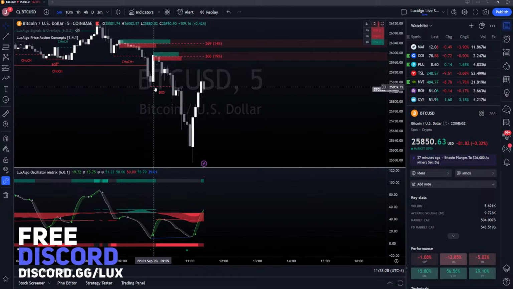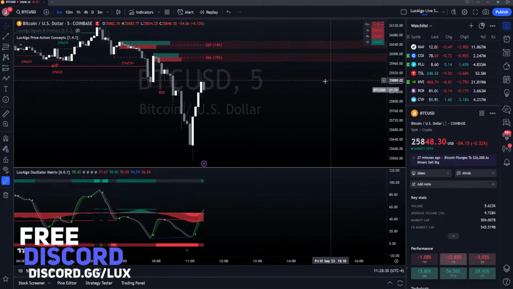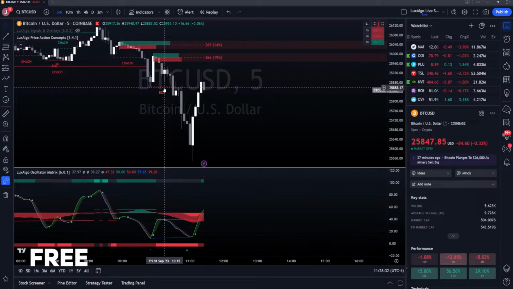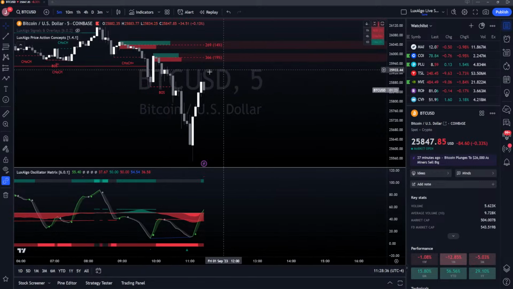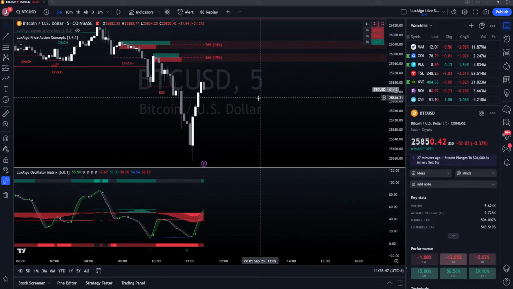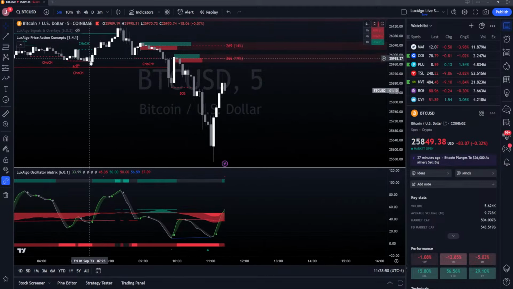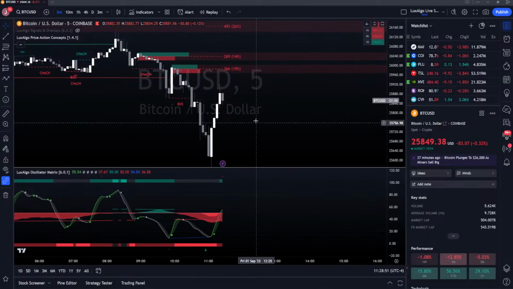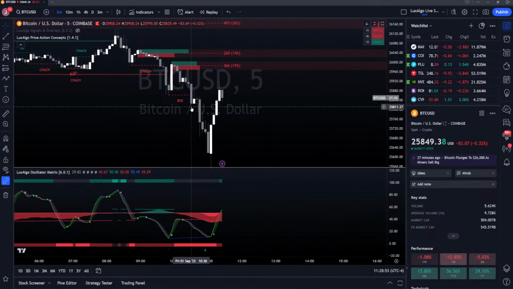I like to see, before a proper change of character, a break of structure on the opposite side. So we have a break of structure. Oh, this is the 5-minute chart, by the way. Break of structure on Bitcoin here. I would like to see if we get a retracement, and then we get that change of character at some point. Then it might be worth that trade. So based on the market structure here, definitely worth keeping an eye on.